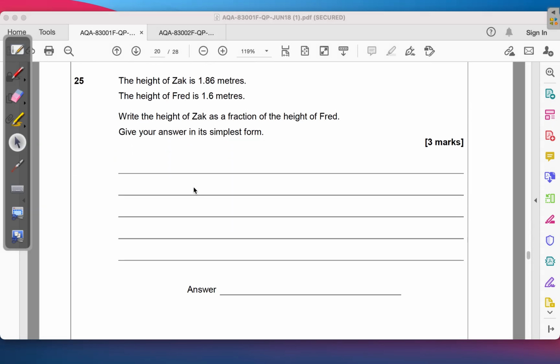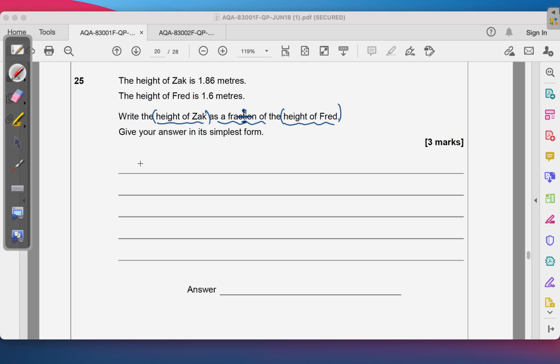Now, next one. The height of Zach is 1.86 meters. The height of Fred is 1.6 meters. Write the height of Zach as a fraction of the height of Fred. Okay, now when you read this, it tells you what to write. So when you see as a fraction of, just read this as divide.